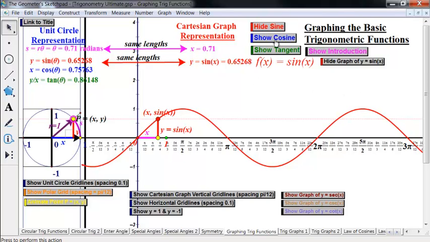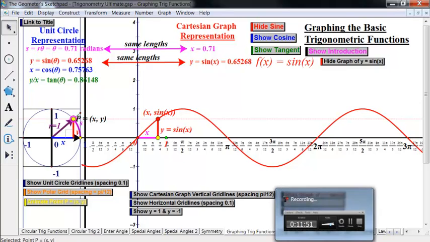Okay, we're going to come back in the next video and do the same thing for cosine. In the following video, we'll do it for tangent.